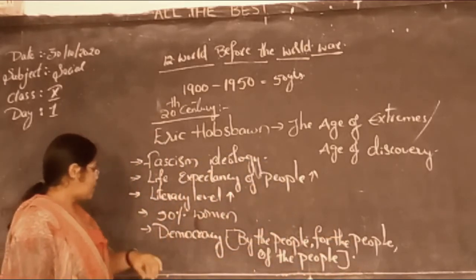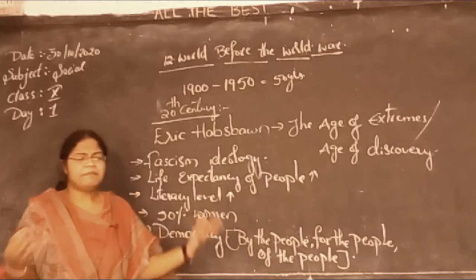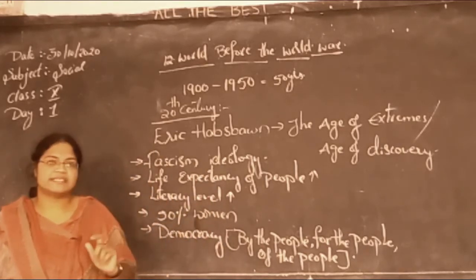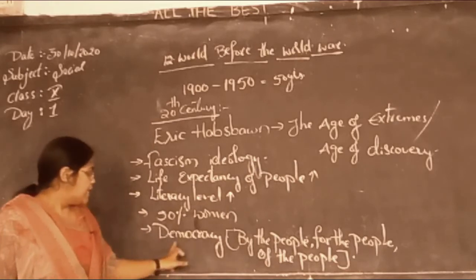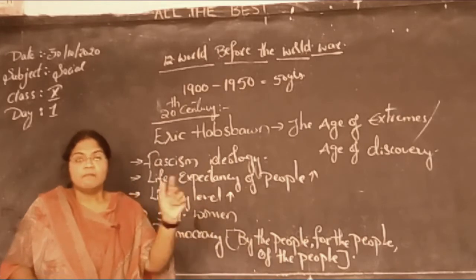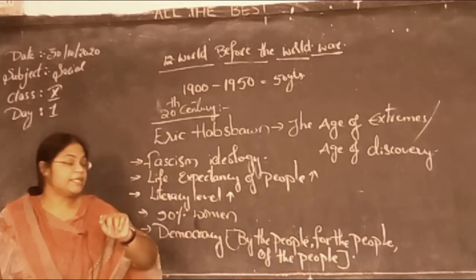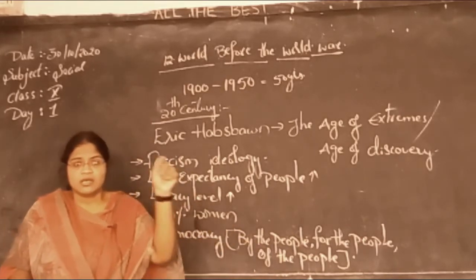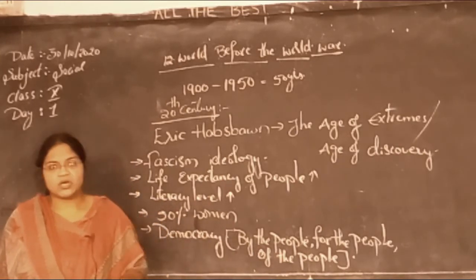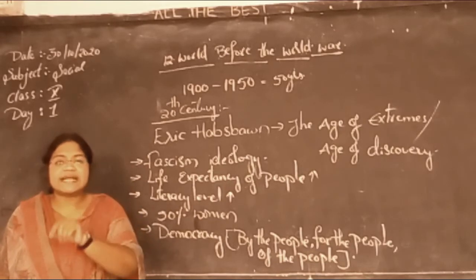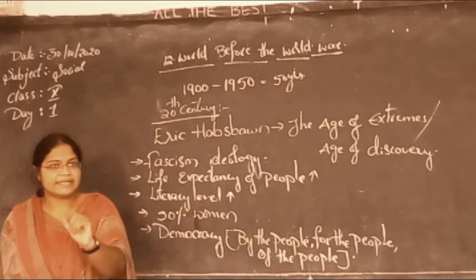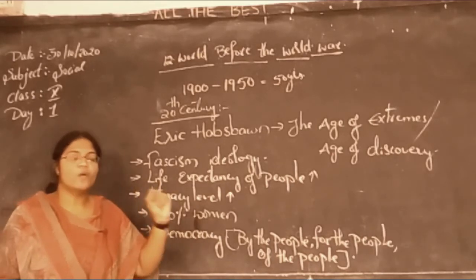Right now, what does "by the people" mean? By the people means by the voting process. Democracy means by the people, for the people, of the people. By the voting process, the people will select their representative.